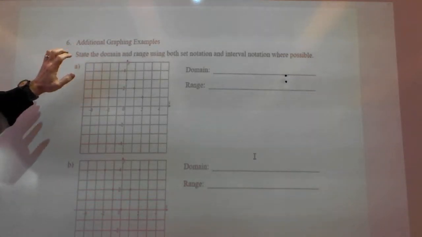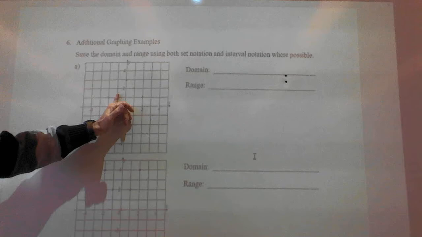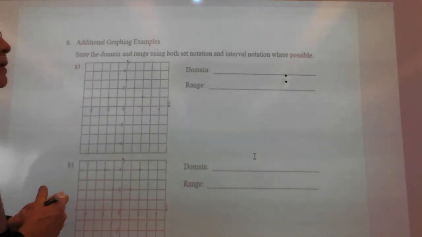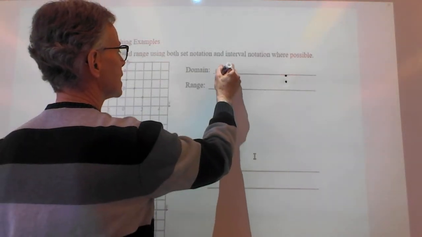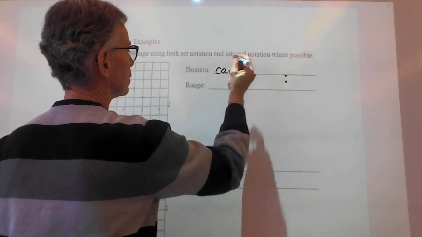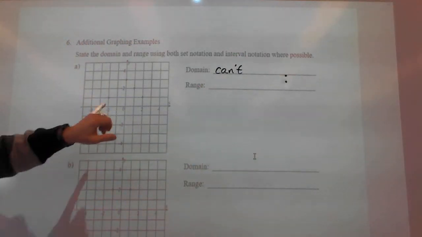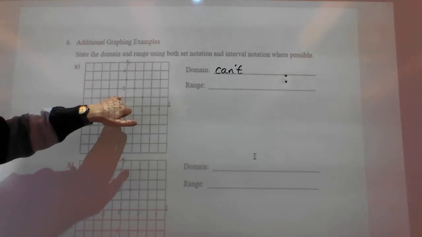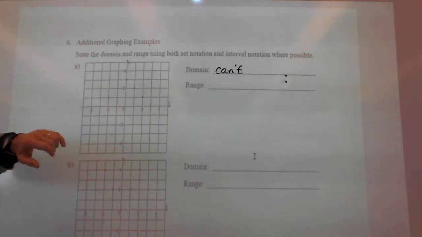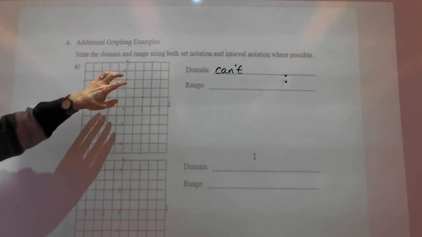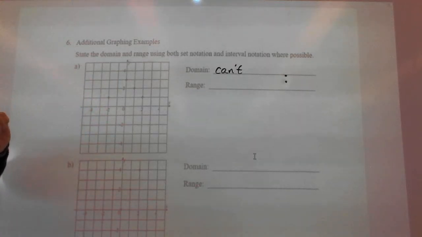So, as I was saying, you can't use interval or set notation for the domain. So we say can't. Anytime there are values that aren't covered, in other words, if you don't have consecutive values, you can't use set notation or interval notation.